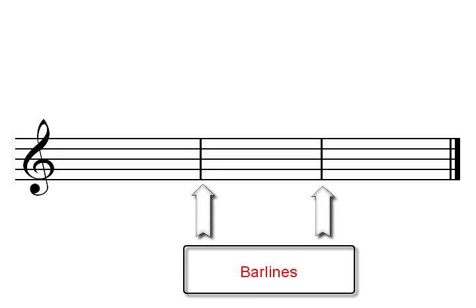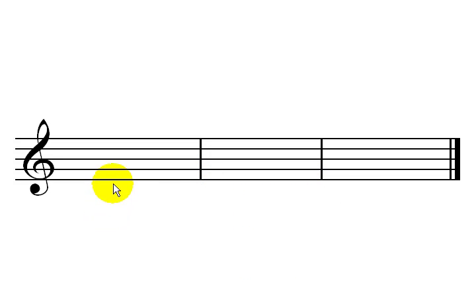Measures, bar lines, and double bar lines. Music is divided into equal parts called measures. Bar lines indicate the beginning and end of measures. These lines here are bar lines. So the spaces here, here, and here are called measures.